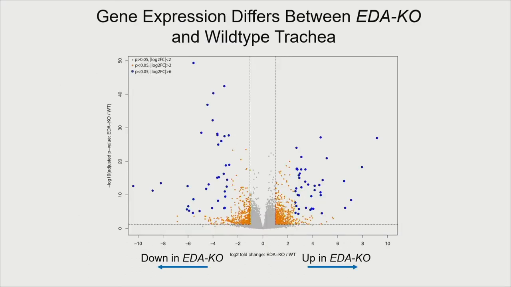So I'm showing you here a volcano plot of gene expression of full-width trachea of a set of wild-type tracheas and EDA tracheas. Here we took tracheas that went from the surface epithelium through the submucosa down to the cartilage. And what you can see in this volcano plot, with log-2 fold change on the bottom and the p-value on the y-axis, is that there are a large number of genes that are significantly decreased in EDA knockout pigs, and certainly some that are up in EDA knockout pigs.